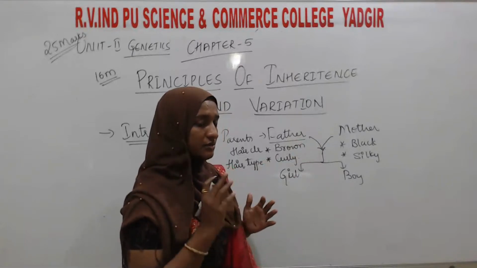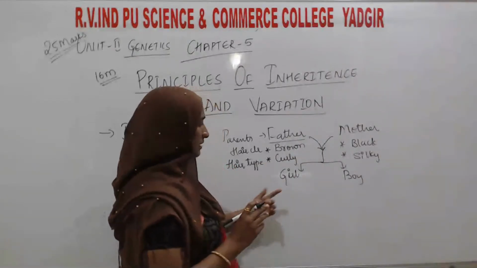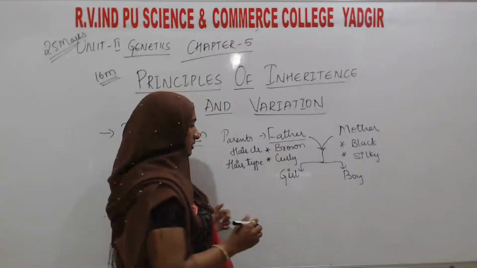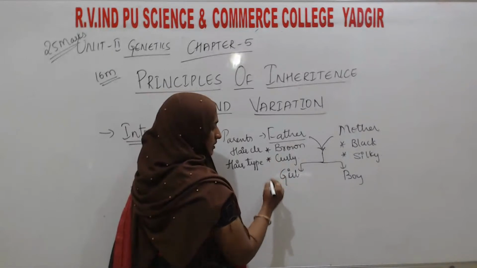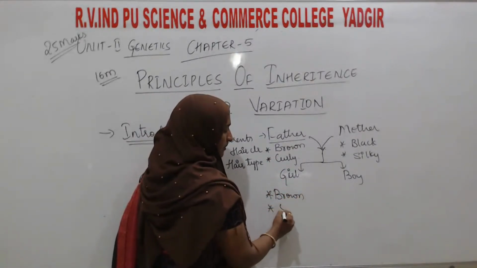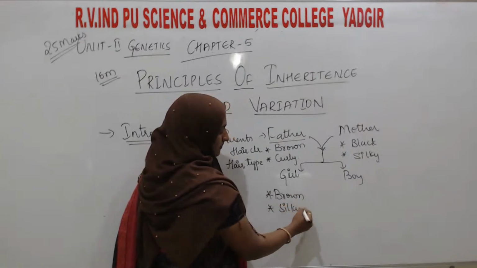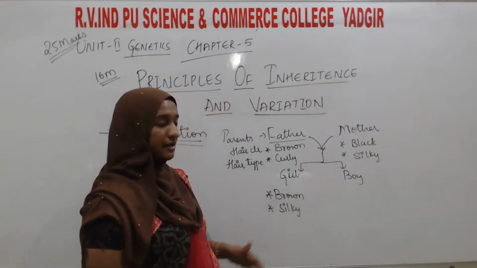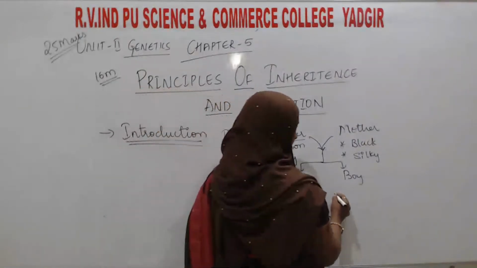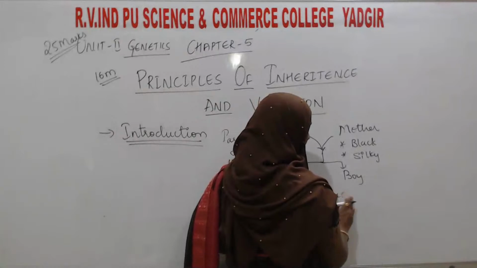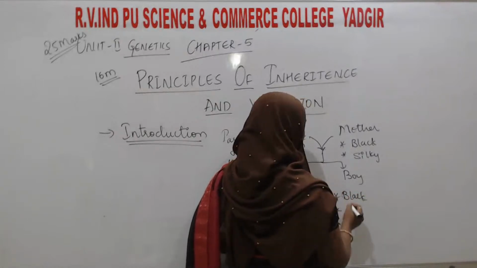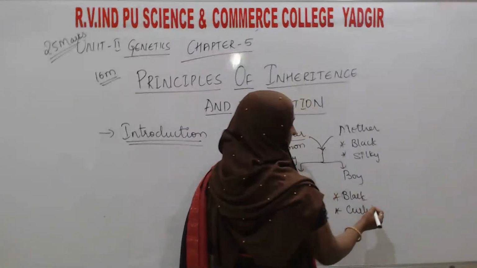Okay, so listen here carefully. The first baby will be a girl child. The girl will have brown color hair, and what is the hair type? It will be silky. And the boy, male child, here the hair color will be black, and the hair type will be curly.